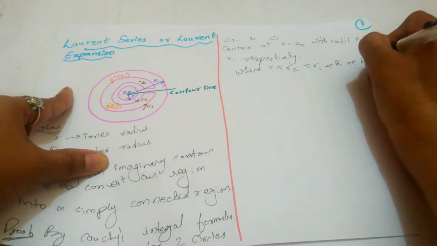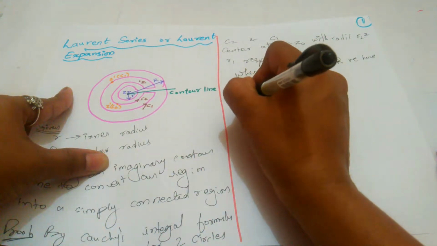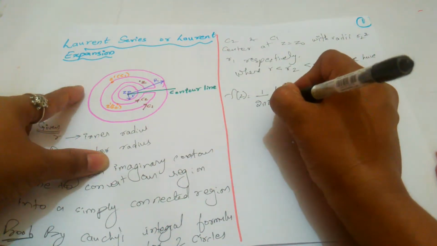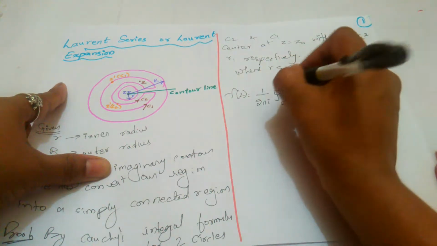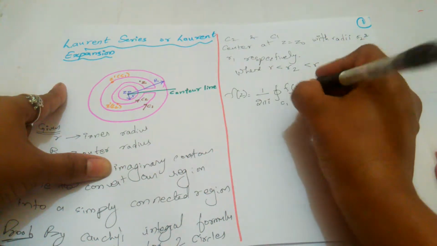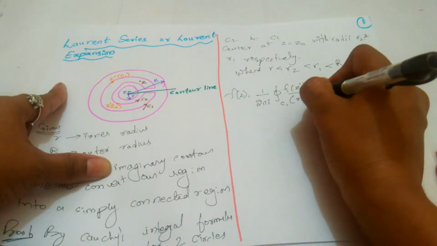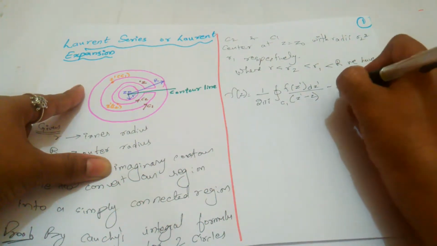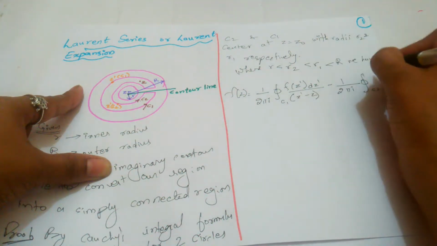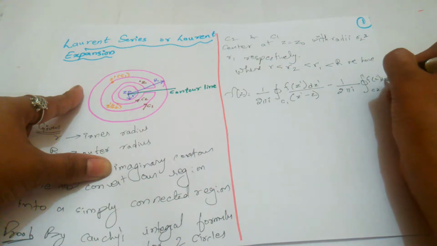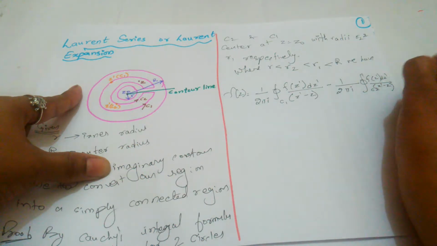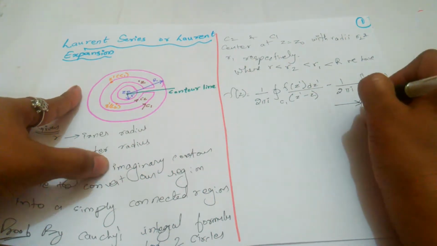So what we have by Cauchy's integral formula, f of z is equal to 1 upon 2 pi i closed integral for circle C1 f of z dash dz dash upon z dash minus z, minus 1 upon 2 pi i again closed integral C2, the same thing, f of z dash dz dash upon bracket z dash minus z. Let me mark this as equation number 1.